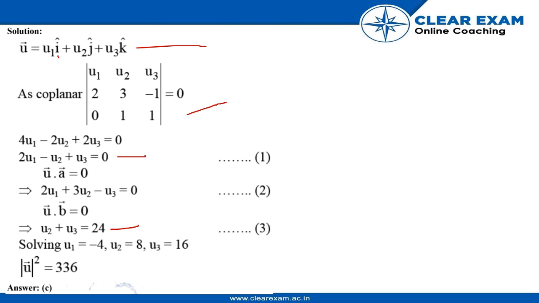So we will put the values, and vector u mod square equals 36, which is our answer, option C.